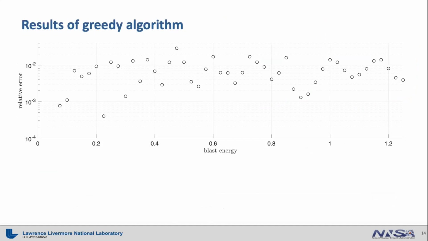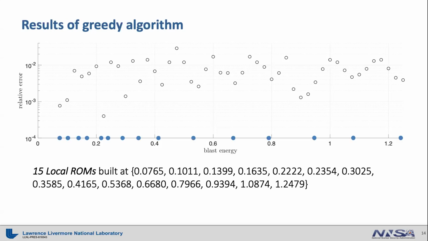Here is an actual greedy algorithm result. We plot a graph of relative error with respect to the initial blast energy from 0.075 to 1.25. As you can see, the relative error is less than 3% for all the points within the parameter space. This particular greedy algorithm spits out 15 local reduced order models whose location is indicated by blue points here, with actual values listed here. As you can see, the greedy algorithm picks more points for the smaller blast energy than the large blast energy.